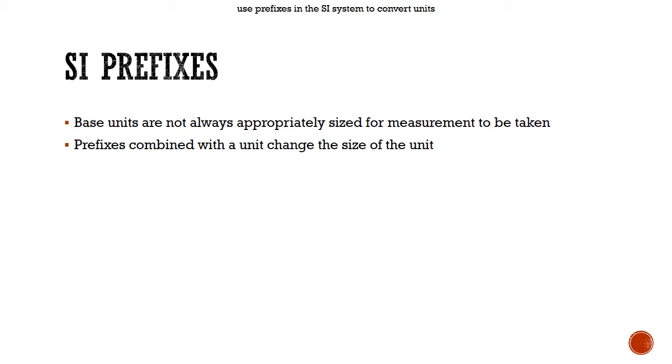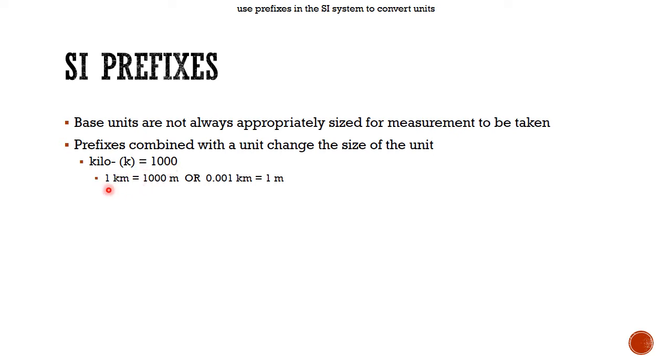We can make it larger or we can make it smaller. You are already familiar with some of these prefixes that we use in the SI system. One of them is kilo, for example, a kilometer. The prefix kilo means 1,000. So for example, 1 kilometer is equal to 1,000 meters because the prefix kilo means 1,000.